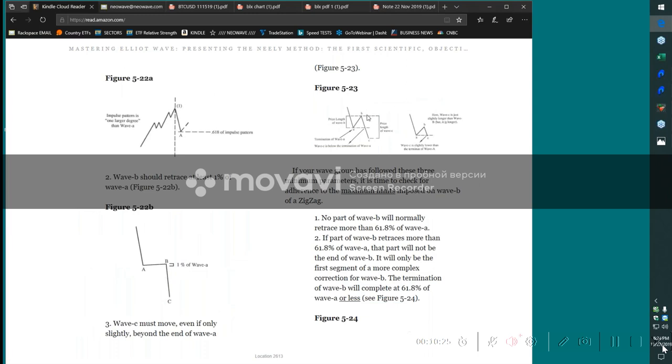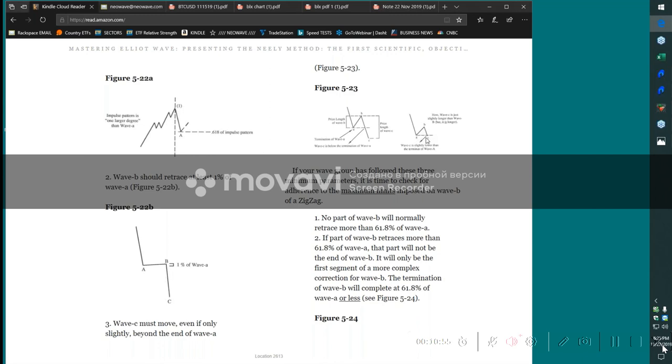So the maximum in a zigzag is 61%, and the minimum for wave C in a zigzag is it needs to break the bottom of wave A if it's going down, or the top of wave A if it's going up. So you can't have the B wave end here and the C wave fail to make a new low. That wouldn't qualify as a zigzag. It might be a triangle. It might be part of a correction where this is not wave B, but it's wave A of wave B. But you can't have the C wave finish above wave A in a zigzag.